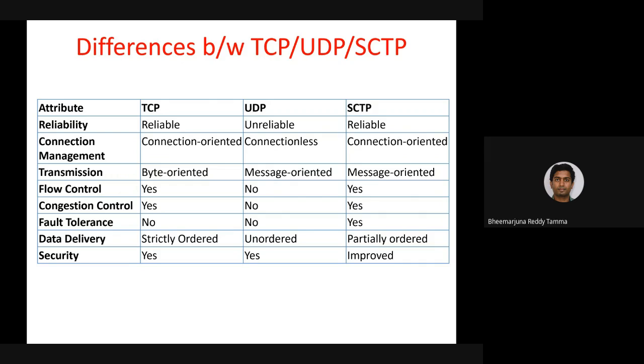Data delivery, yes, TCP does strictly in-order delivery. It is very sensitive to out-of-order delivery. UDP, yes, it is unordered and it doesn't care about even delivery of the messages. Whereas SCTP, it is partially ordered. That means in a given stream, it is ordered, but across the streams, it is unordered. That way you can have messages or objects delivered out of order. Security, yes, TCP and UDP provide that using TLS, whereas SCTP has some basic security that is built in.